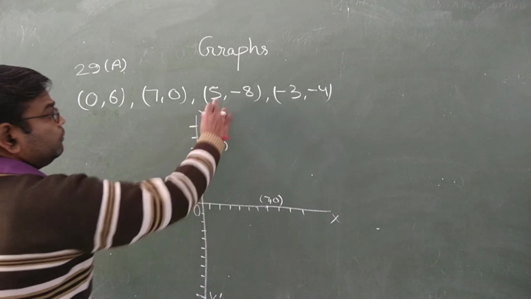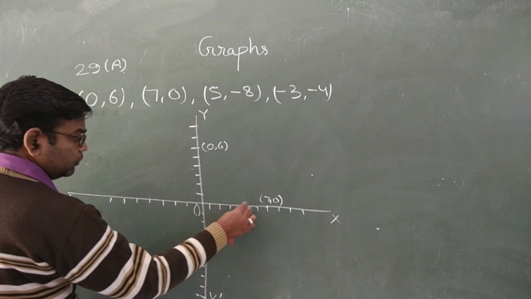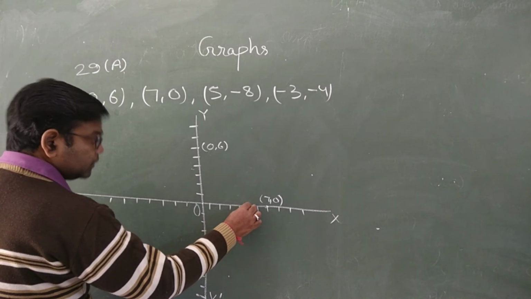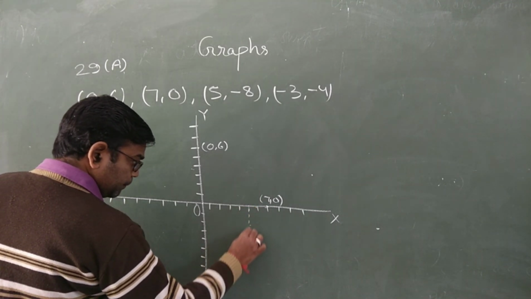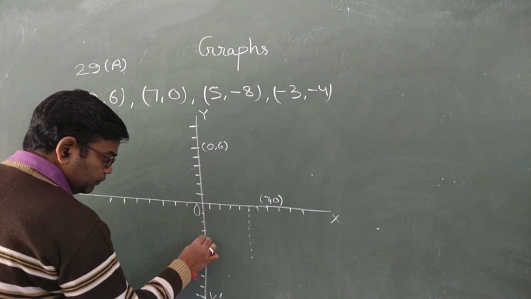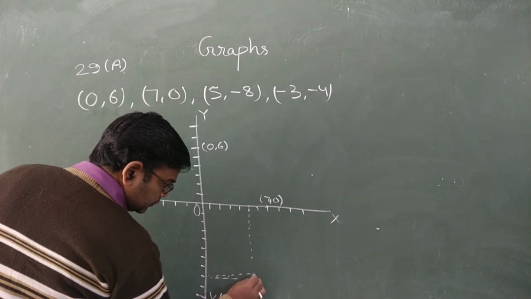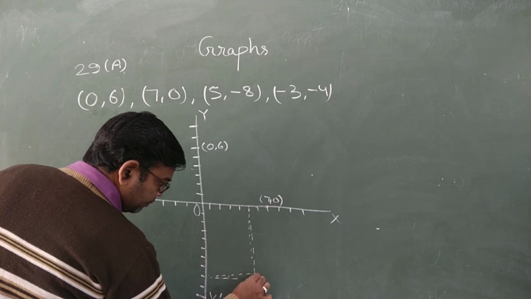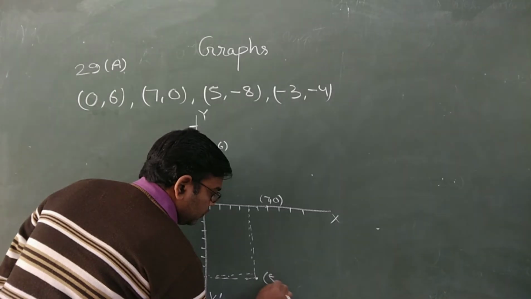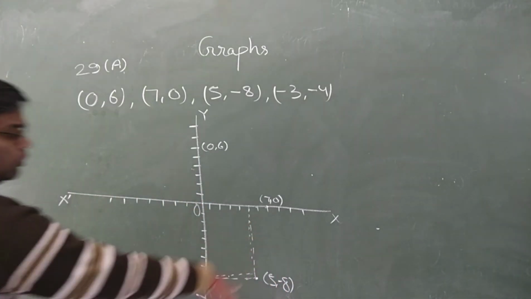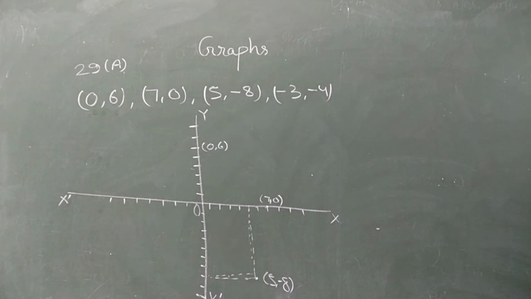Now the next one is 5, minus 8. On the x-axis we move 5: 1, 2, 3, 4, 5, and on the y-axis we move 8, that is minus 8, so go downward: 1, 2, 3, 4, 5, 6, 7, 8. This is your minus 8. Where these two points meet, this is the point. It's 5, minus 8. Use a pencil to draw all these things, and a black pen to draw the axes of reference.